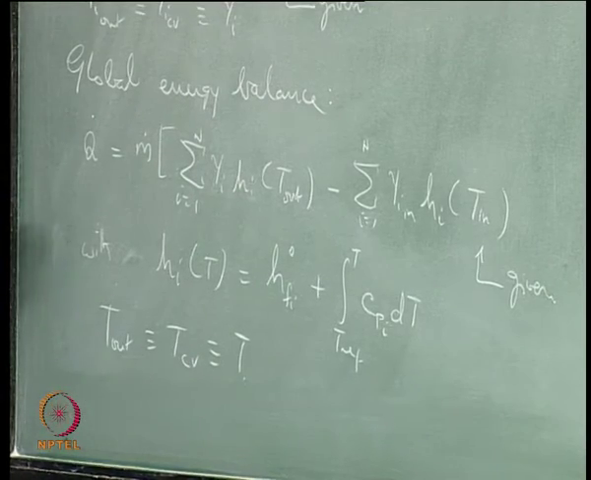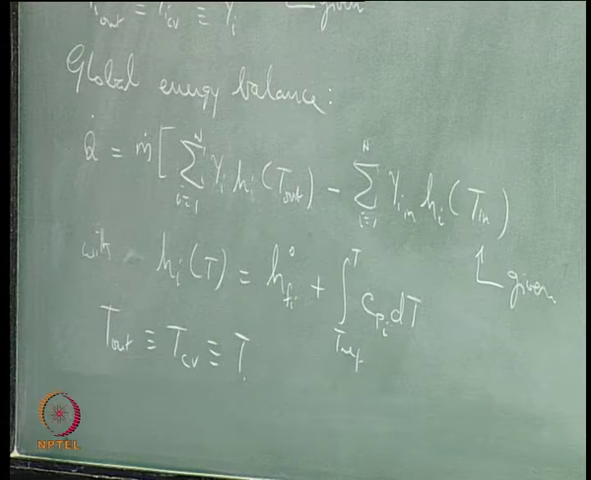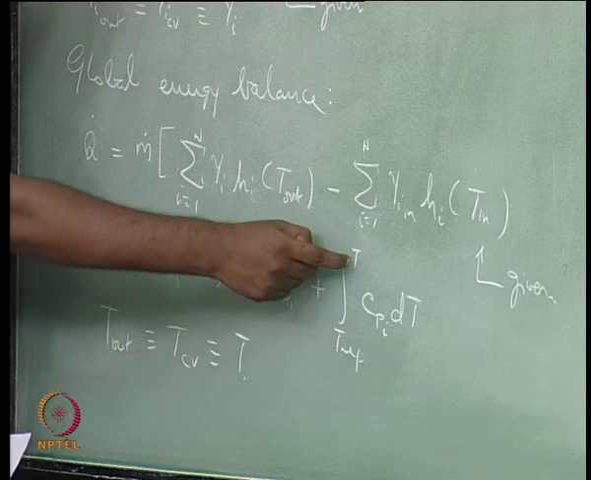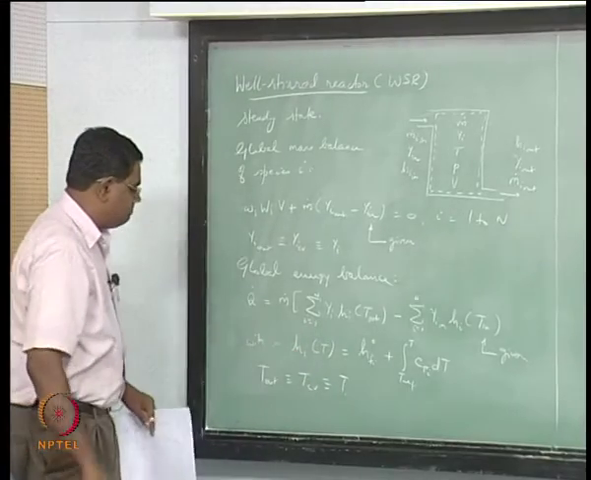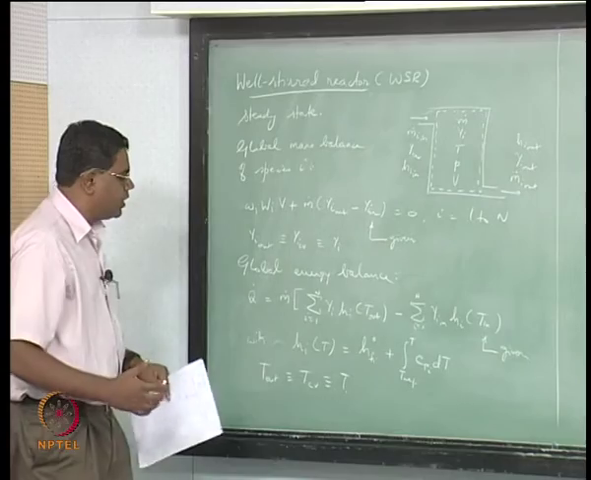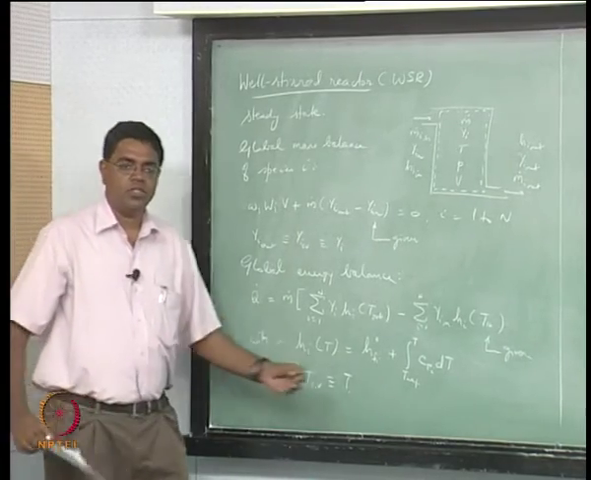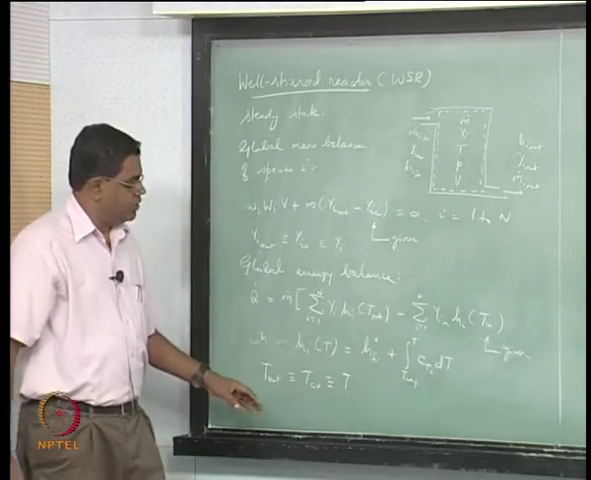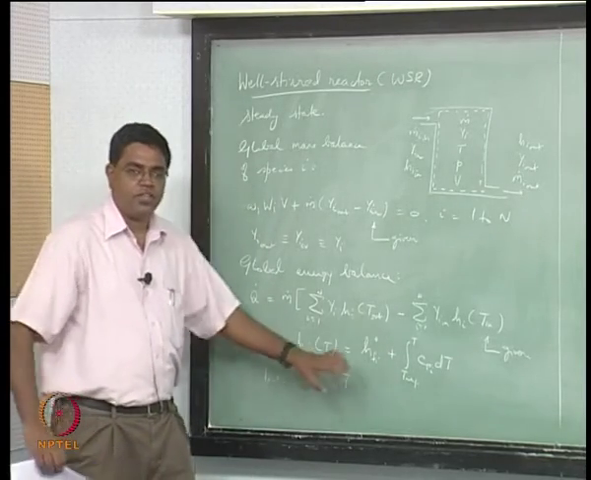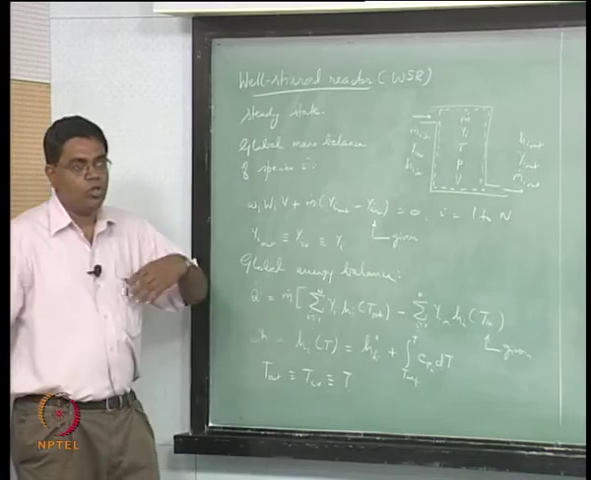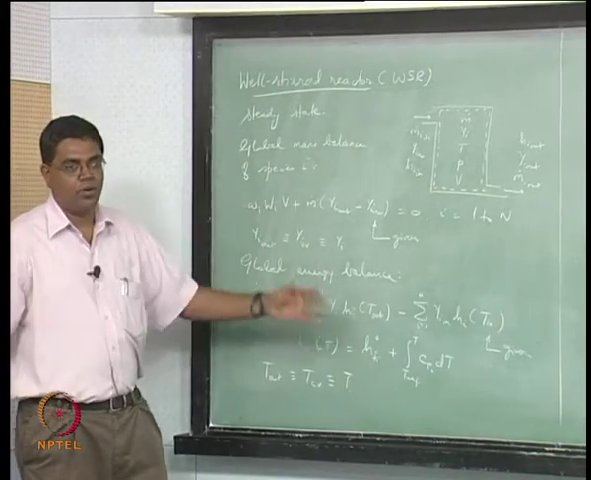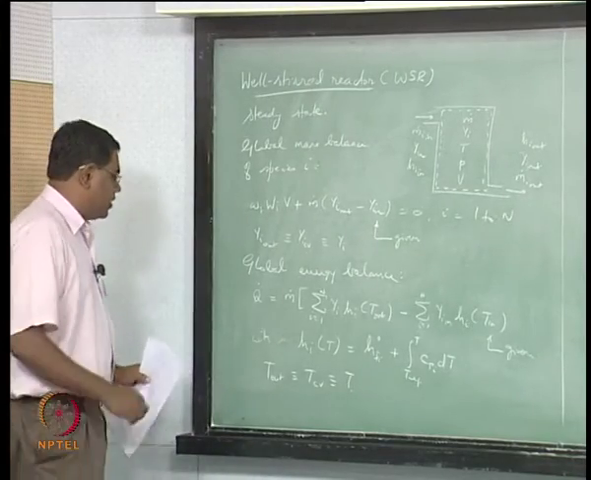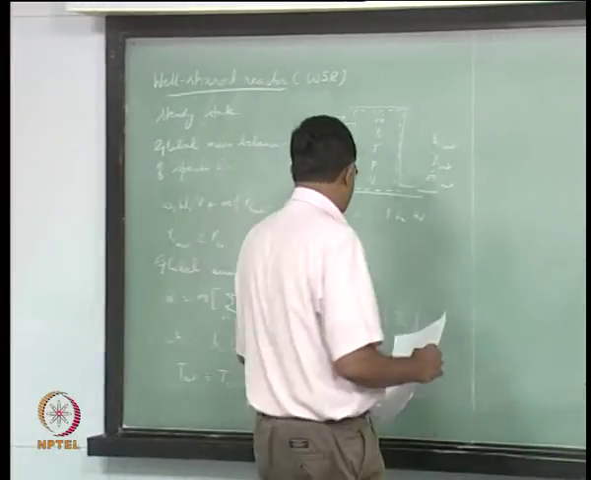And then we see that the hi's are the ones that contain the temperature. Of course you could make a calorically perfect gas assumption and say this is linear in temperature and so on, if you want to simplify your life. But if you want to do the hardest work, then you keep the integral, use fifth degree, sixth degree polynomials for Cp, integrate and so on. So that's two equations and two unknowns.